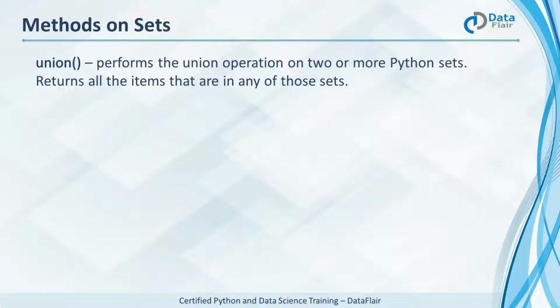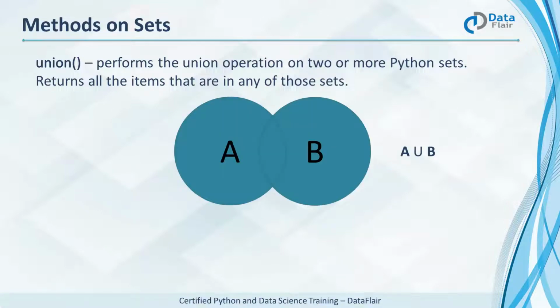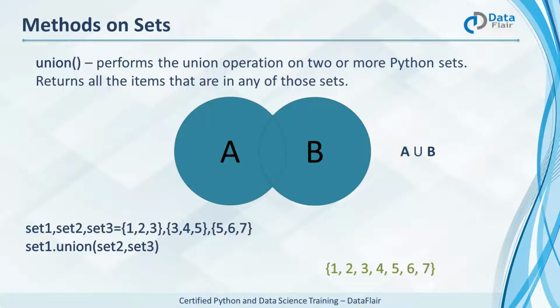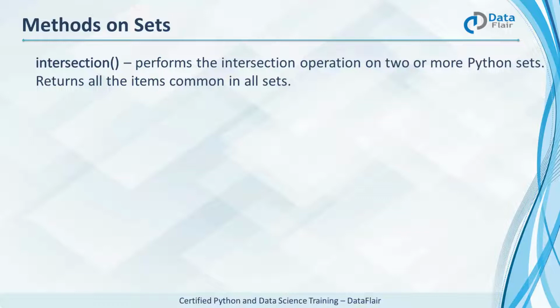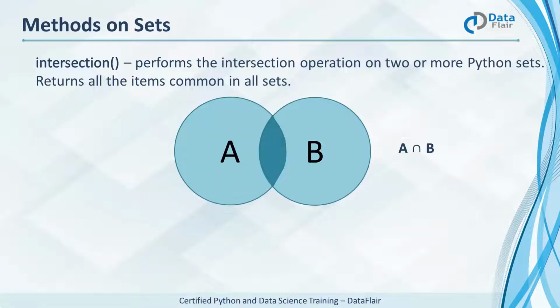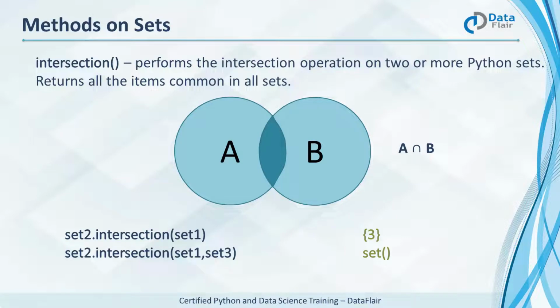And now some methods on sets. We know that mathematically, sets support various operations like union and intersection. A union returns the items in any of the sets. This is the union of A and B, everything. Calling union on set 1 and passing set 2 and set 3 to it gives us the union of the 3. An intersection gives us only the common elements. This is what's in A and also in B. 3 is common to set 1 and set 2, and nothing is common between set 1, set 2 and set 3.